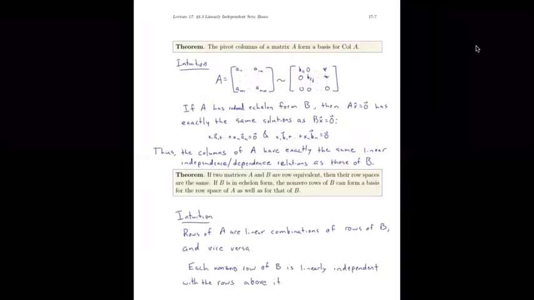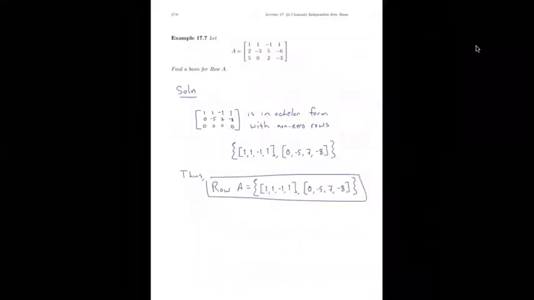The critical one here, I think the most useful one on this page, is the following: the pivot columns of A form a basis for the column space of A. That's really useful. The other thought is this. If B is in echelon form, so if we take a matrix A and convert it to echelon form, then we can pick up the non-zero rows of its echelon form and they form a basis for the row space of A. That's the point of this theorem. So this tells us how to form the column space and the row space of the matrix.